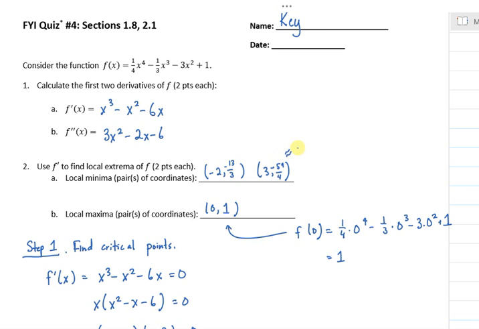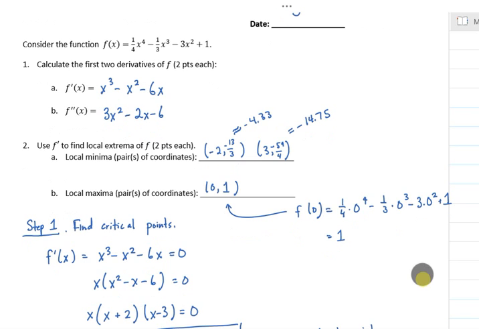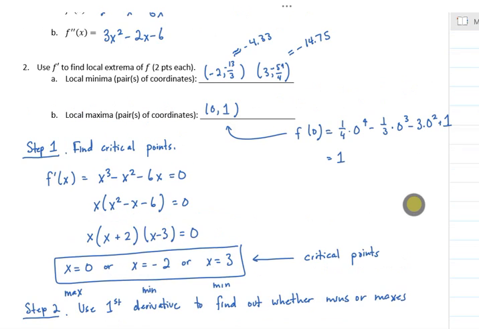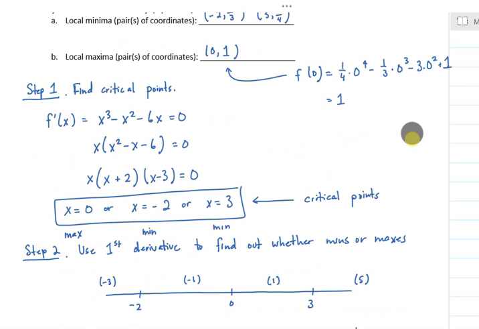Which is, well, actually it's not about equal to. It's equal to -14.75. I'm noting that because it's easier to graph. And -13 thirds is approximately equal to -4.33. Okay, so we've finished the first page. Now I need to graph the function.